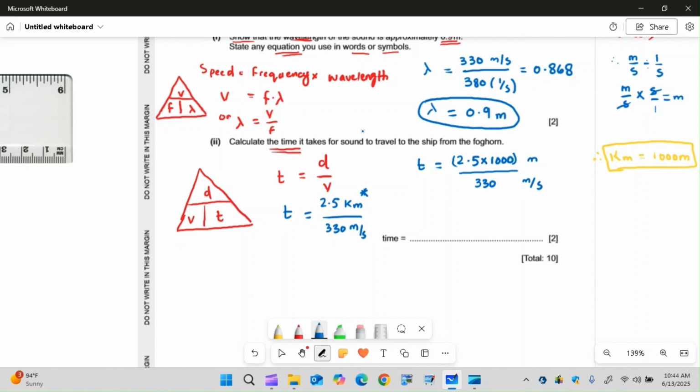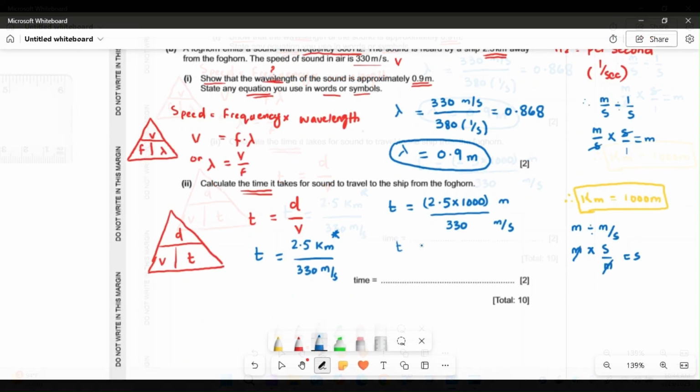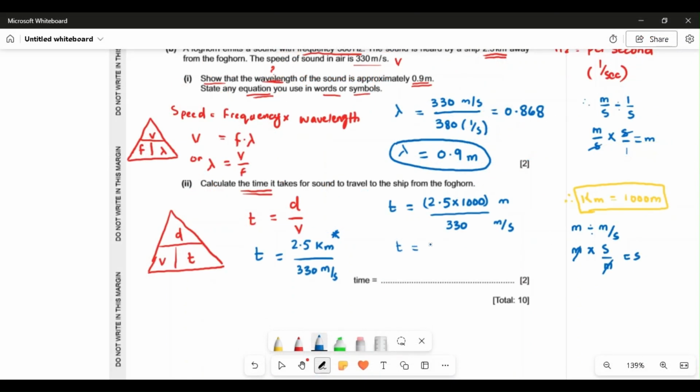Now it becomes 2500 divided by 330. It gives time is equal to 7.575757.